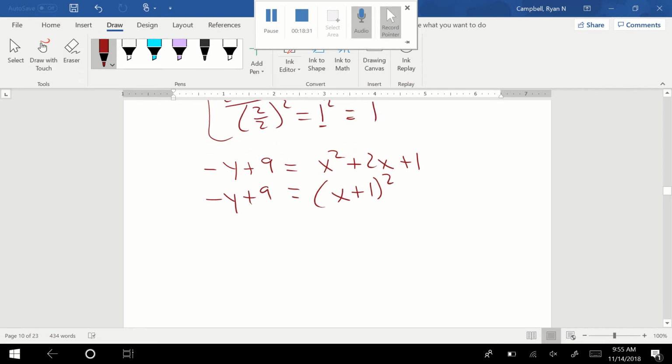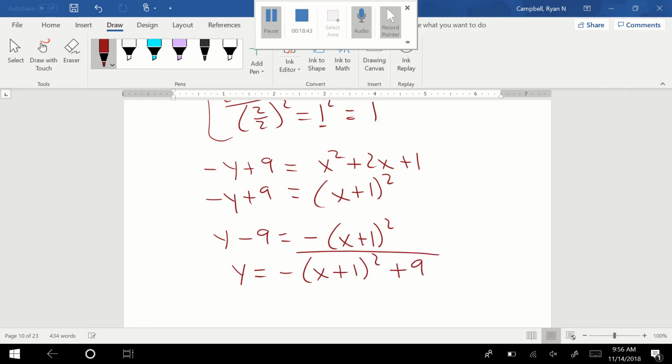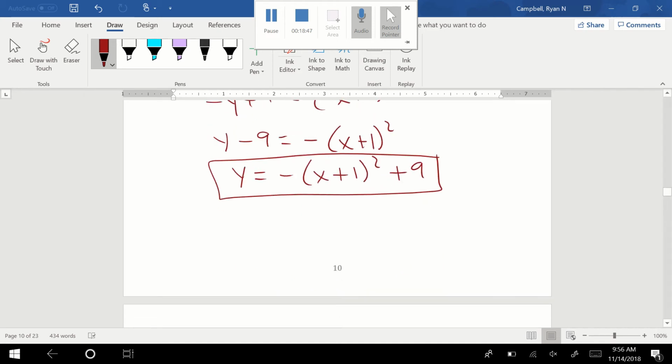So multiply everything by negative 1. So y minus 9 equals negative (x plus 1) squared. Adding the 9, we get y equals negative (x plus 1) squared plus 9. So that is our final answer when it comes to our equation.